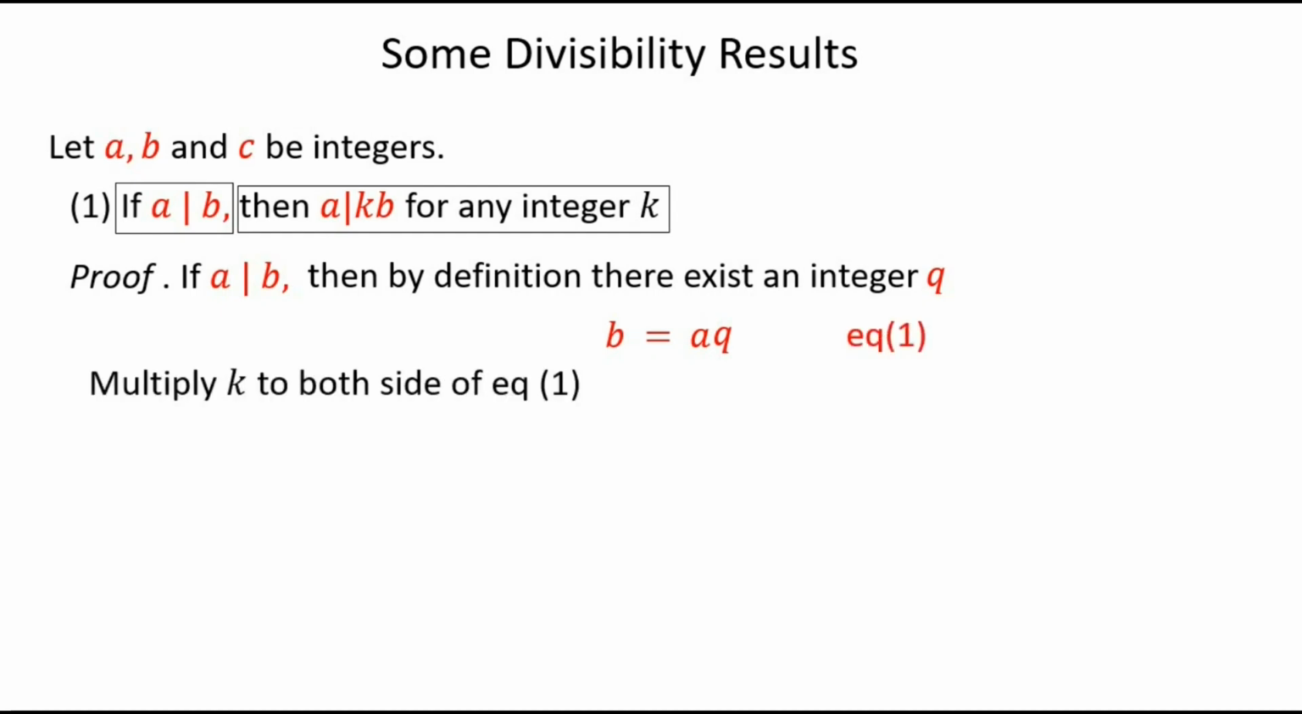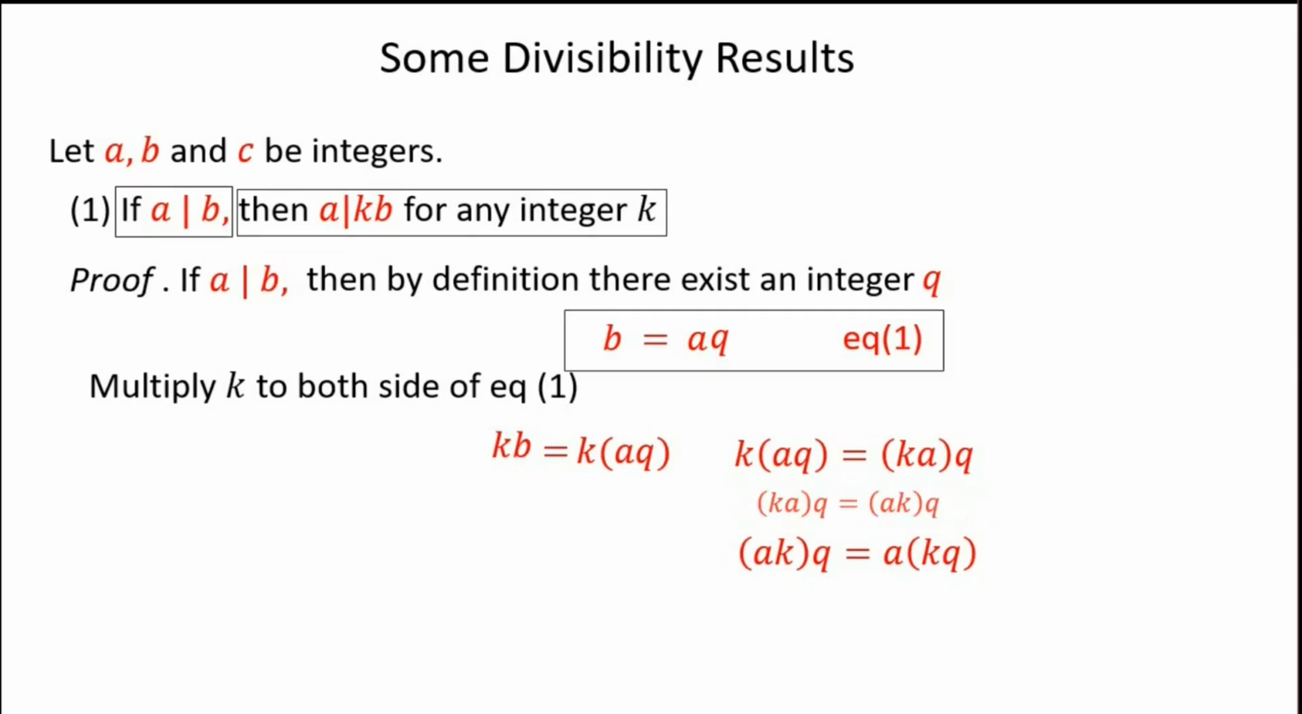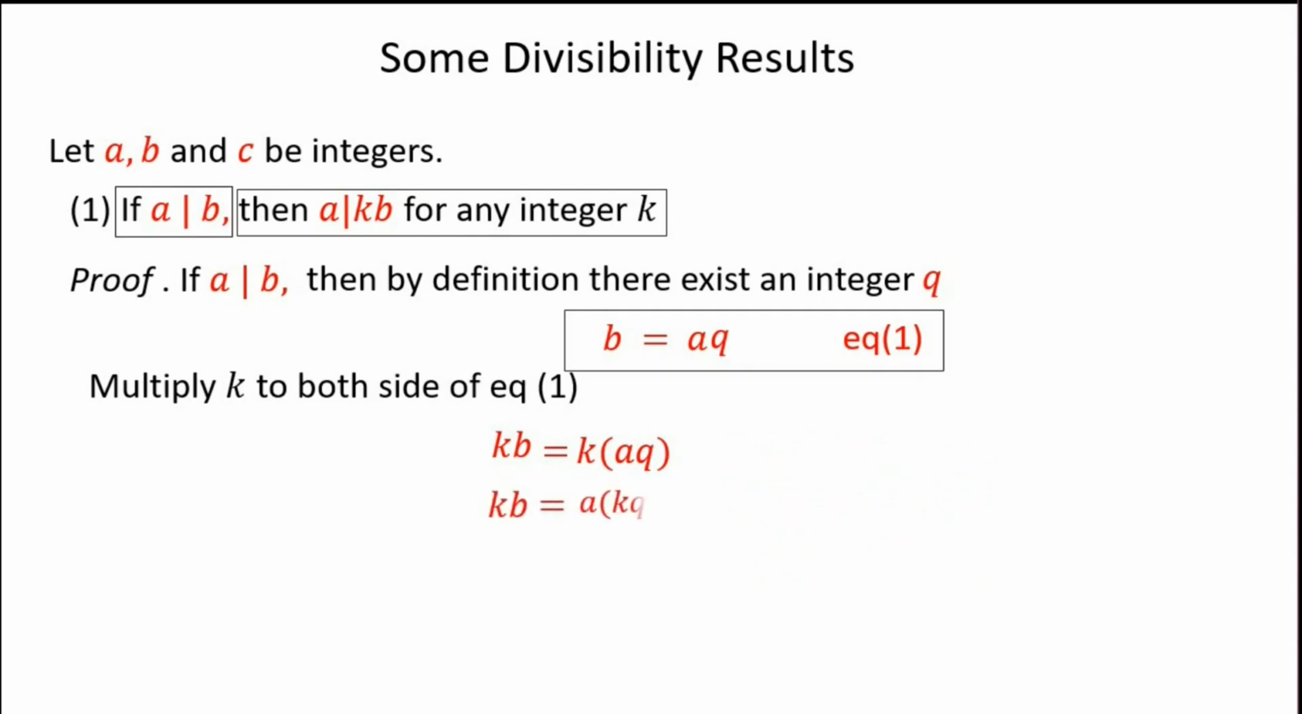By multiplying both sides of equation 1 by k, we get kb is equal to kaq. k into aq is equal to ka into q because integers are associative. ka into q is equal to ak into q because integers are commutative. ak into q is equal to a into kq, again because integers are associative. By applying the commutative and associative properties, we can write kb is equal to a into kq.